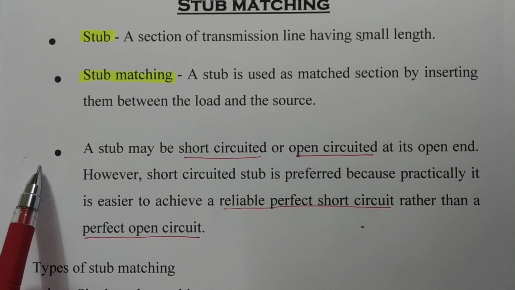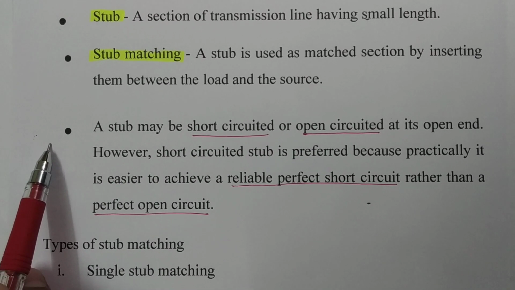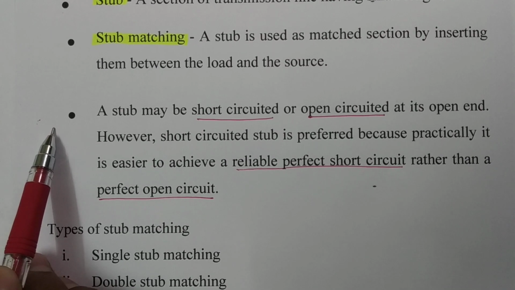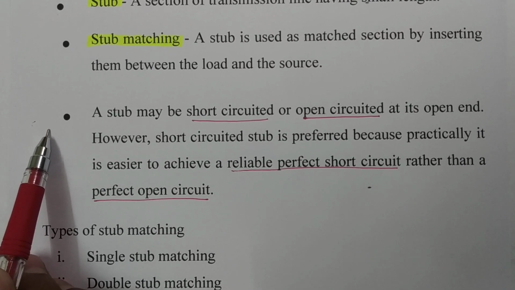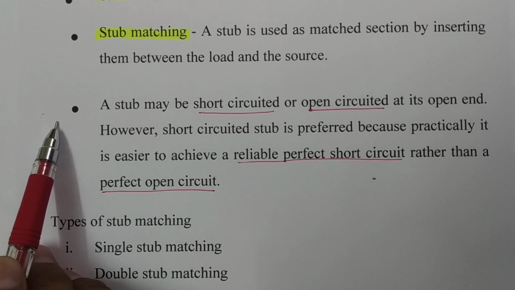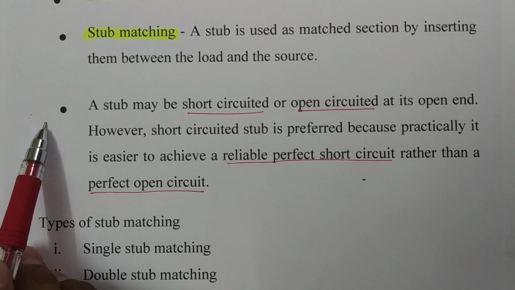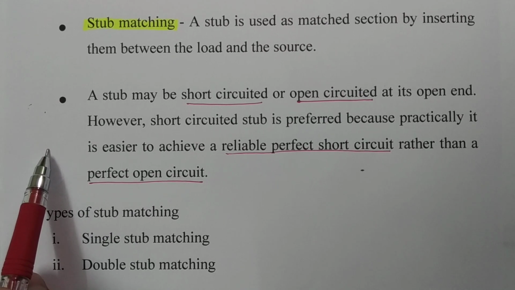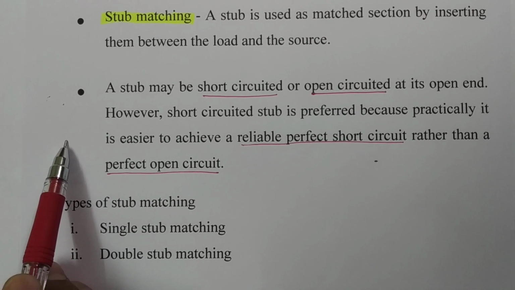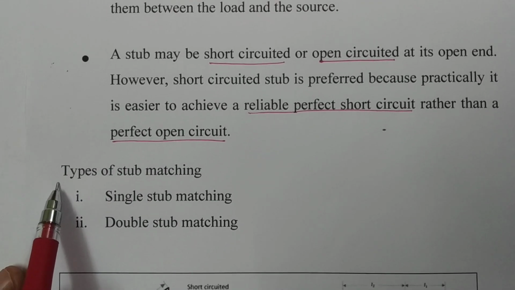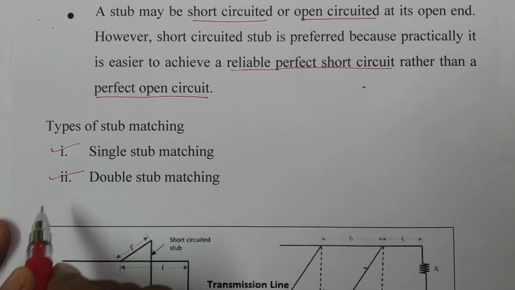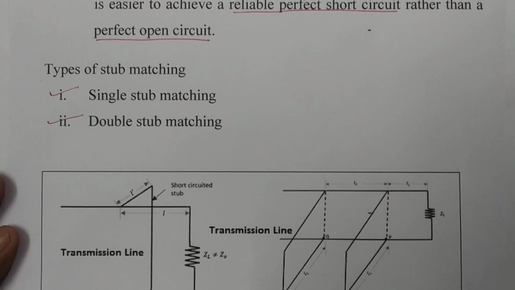A stub may be short circuited or open circuited at its open end. However, a short circuited stub is preferred because practically it is easier to achieve a reliable perfect short circuit rather than a perfect open circuit. Types of stub matching: single stub matching and double stub matching.